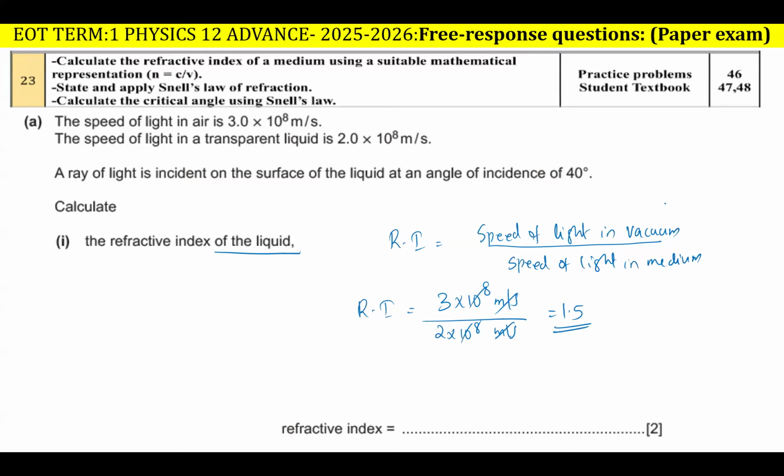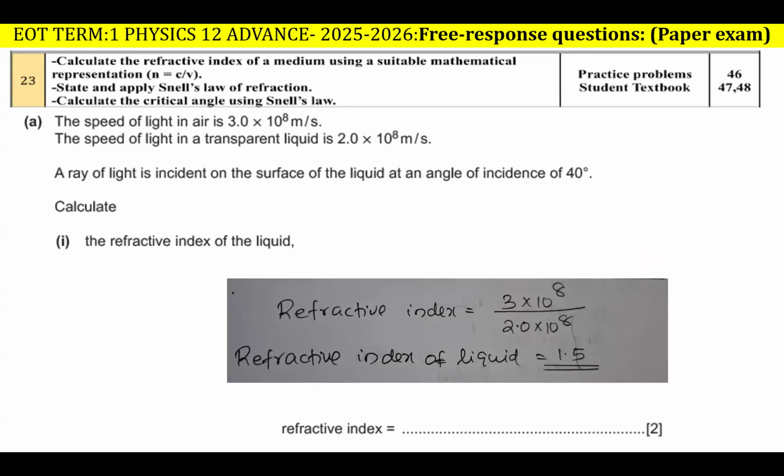The speed of light in vacuum and the speed of light in air are considered to be almost the same, so you can take 3 times 10 to the power 8. So the refractive index of the medium is going to be 1.5. And since refractive index is a ratio, there is no unit for it. So refractive index is equal to 3 times 10 to the power 8 divided by 2 times 10 to the power 8, so 1.5.